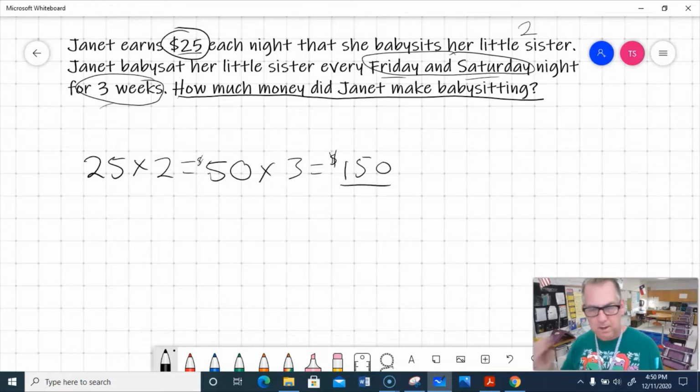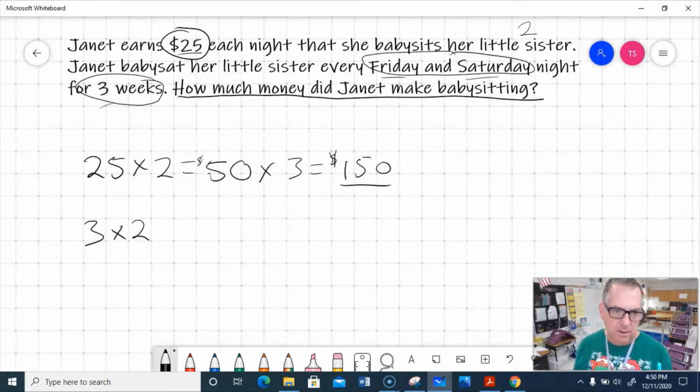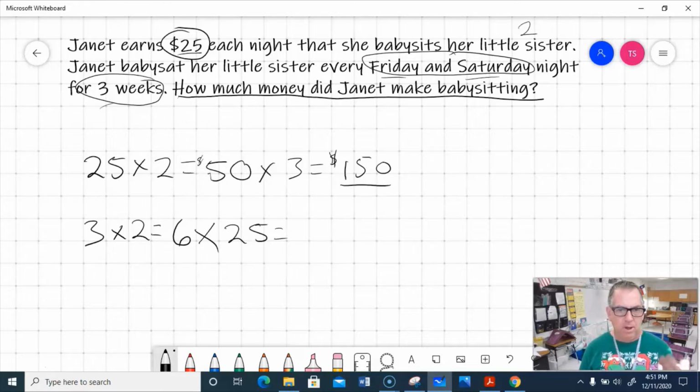Okay, we could do it a different way though. We could figure out how many days that's going to be altogether. For 3 weeks, and she does it 2 nights a week, that would mean she babysits for 6 nights in those 3 weeks. And I could multiply that by how much money she earns, which is $25. And I know 25 times 6, there's 4 25s in 100, and 2 more would be 50, so that's 150. And that's how much she earns babysitting.